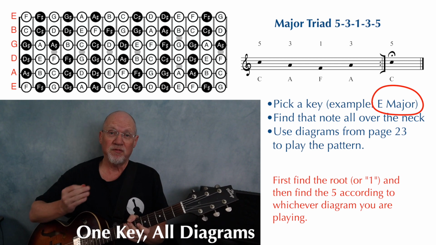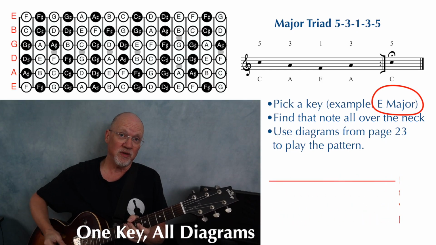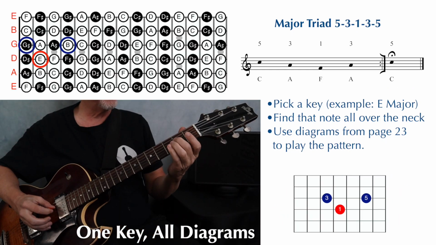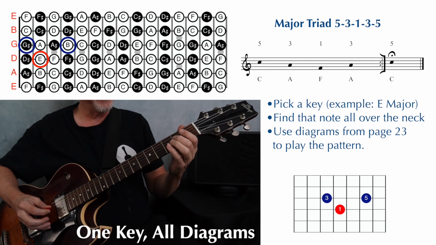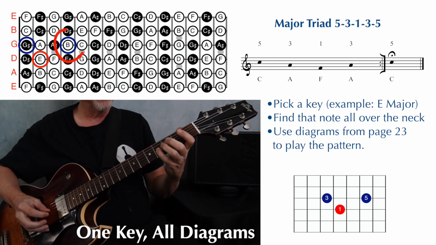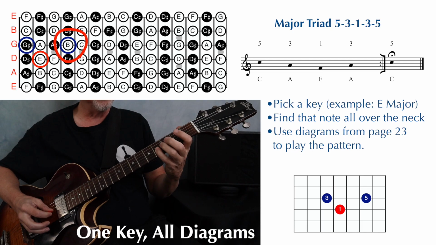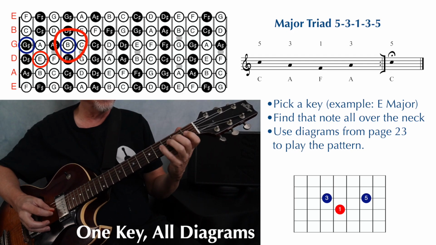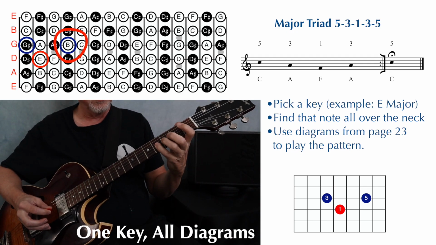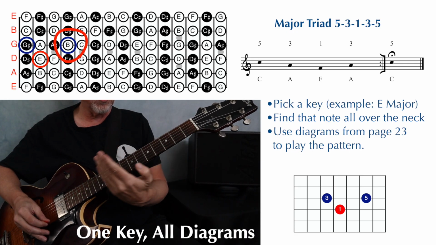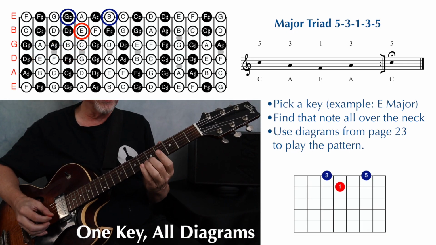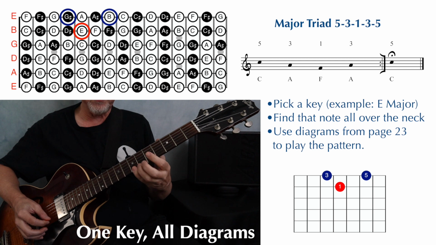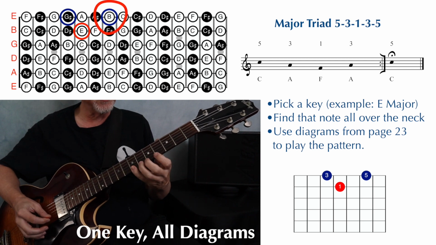Eventually, you'll just be able to find the 5 right away, but this is the process we use until you can do that. Here's an E. Relative to that, with this diagram, here's 5. So we play 5, 3, 1, 3, 5. And then look for more E's. Again, I'm just going to work my way up the fretboard. Here's an E right here. Relative to that, here's our 5, 5, 3, 1, 3, 5.